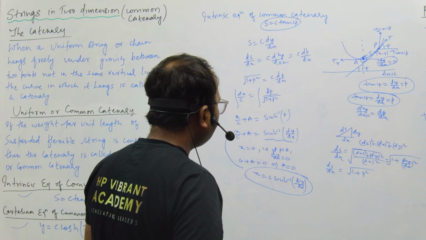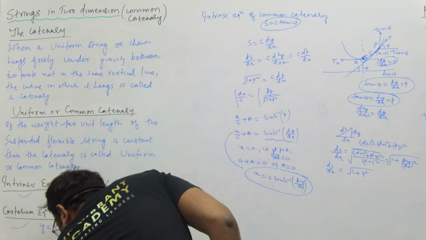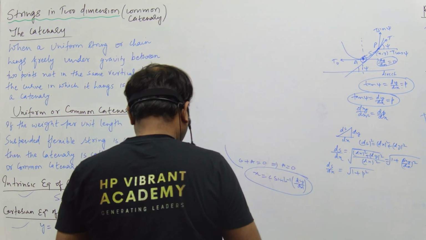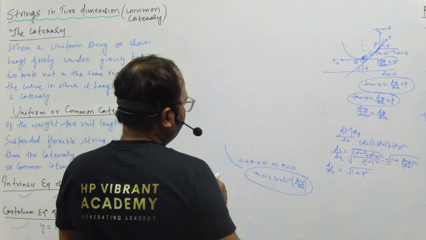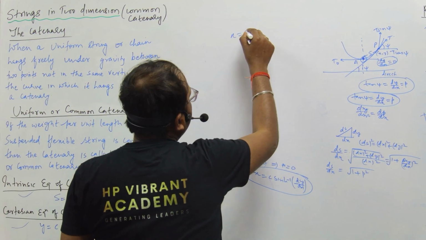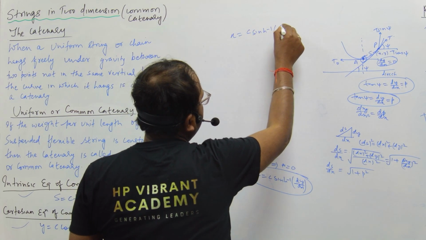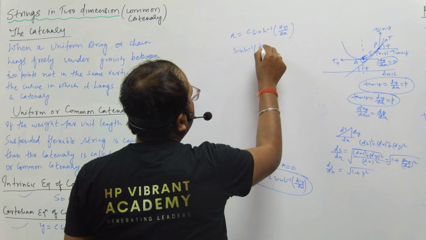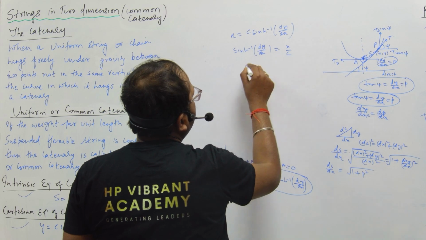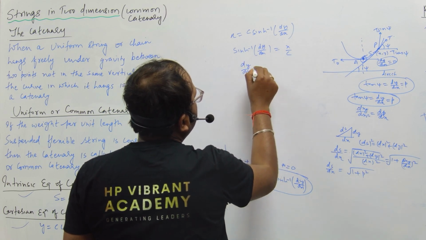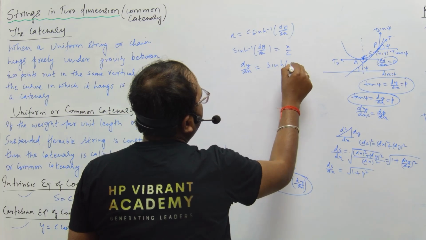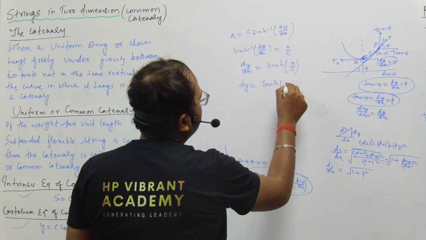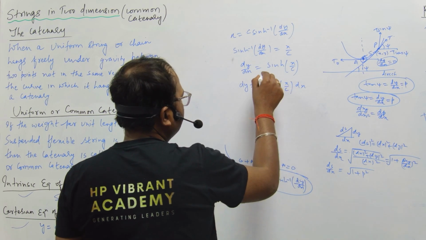Let us further simplify this. We have x equal to c sinh inverse of dy/dx. So from here sinh inverse of dy/dx is equal to x/c, so dy/dx is equal to sinh of x/c. So dy is equal to sinh of x/c dx. Let us integrate this both sides with respect to x.